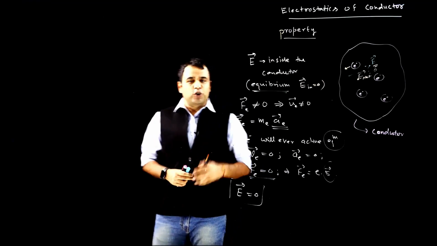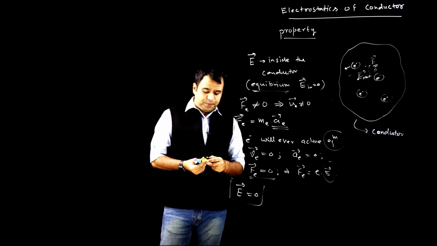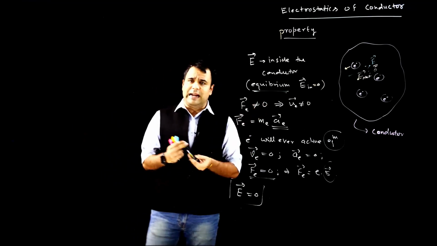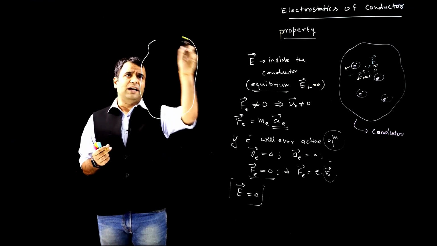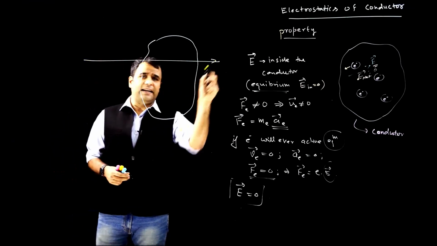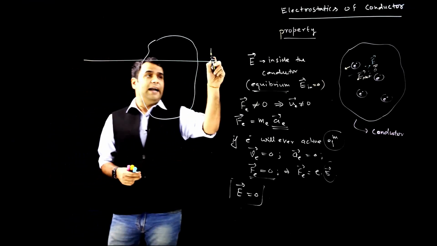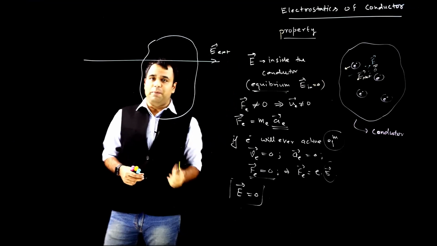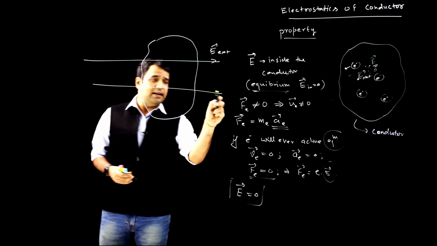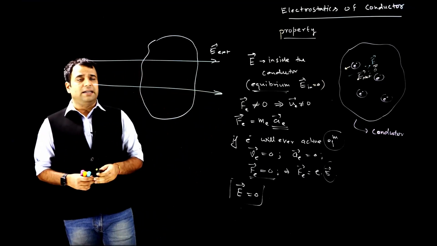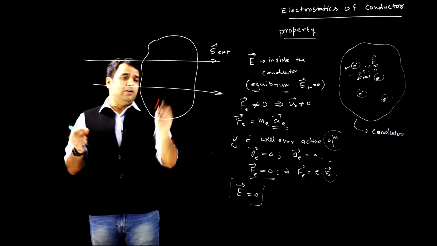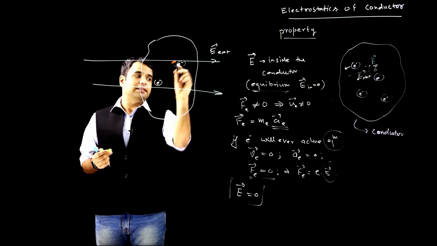That's the property. So whenever you deal with any conductor, and if you place that conductor in any external electric field, say I'm having a conductor, and it's a neutral conductor. If I place this conductor in an external electric field, let's say this is the external electric field, then because of this external electric field, the electrons inside the conductor will start experiencing a non-zero force.